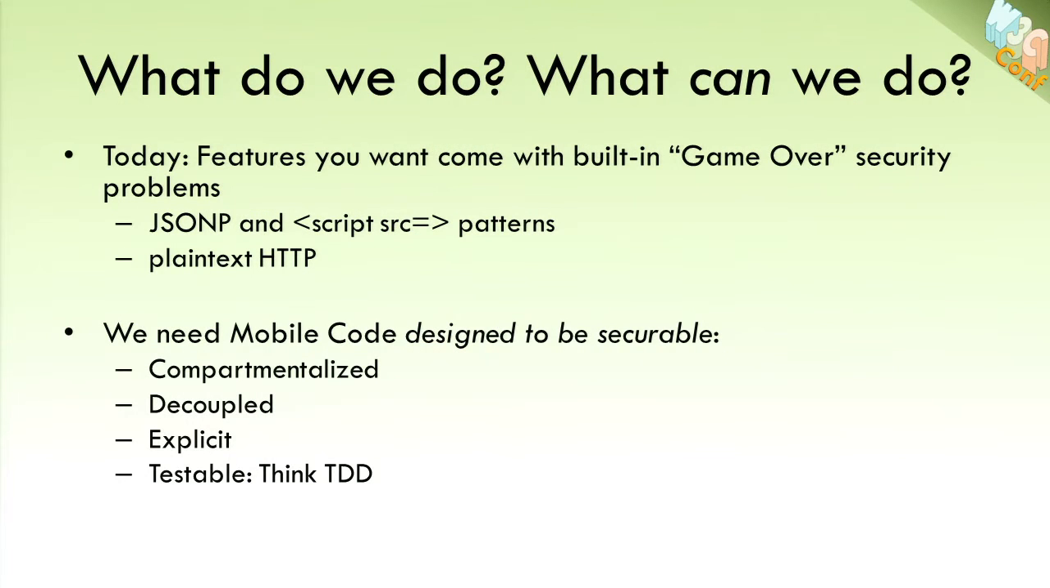If you're using HTTP, you can't really vouch for much. If you're using JSONP or other things that completely compromise your DOM, if there's an attacker on the other side of that, then we can't do much for you. So what do we need in order to move away from there? Well, we need to have mobile code that's designed to be securable. We need it to be compartmentalized so we can say, okay, we can work on that, and we don't have to worry about that if we're working on this. We need to be decoupled. We can think about things in an explicit, interface-oriented manner, because then we can test that interface rather than the infinite possibilities of what can happen inside the DOM.